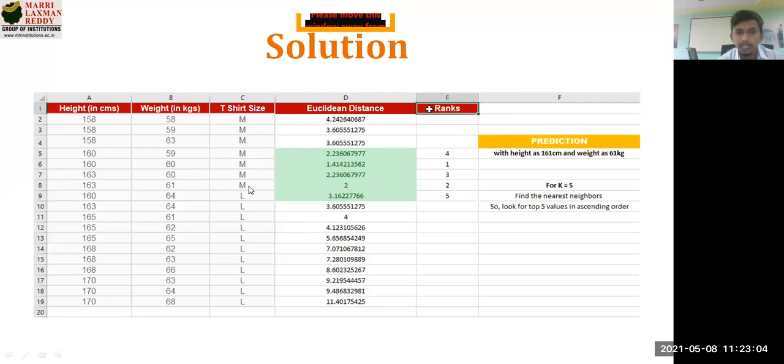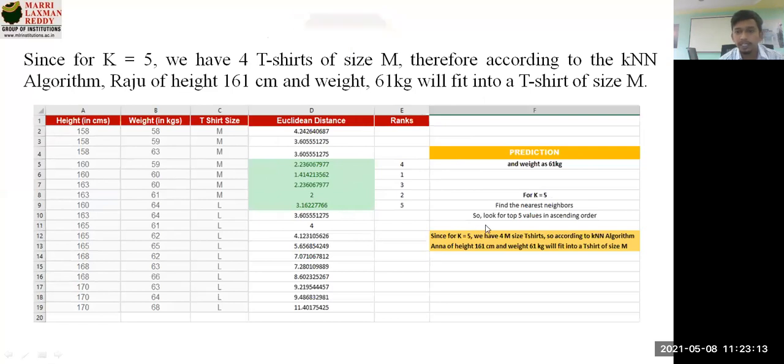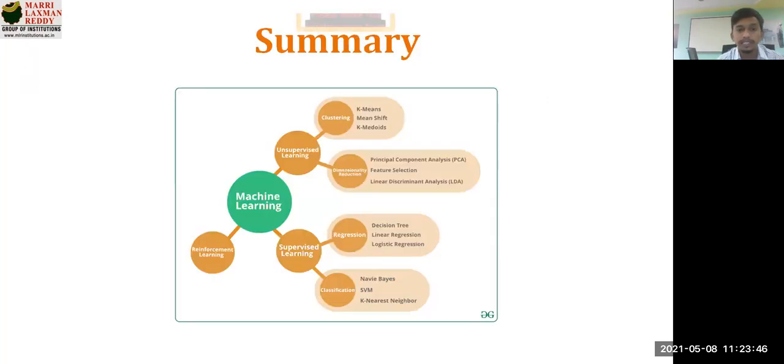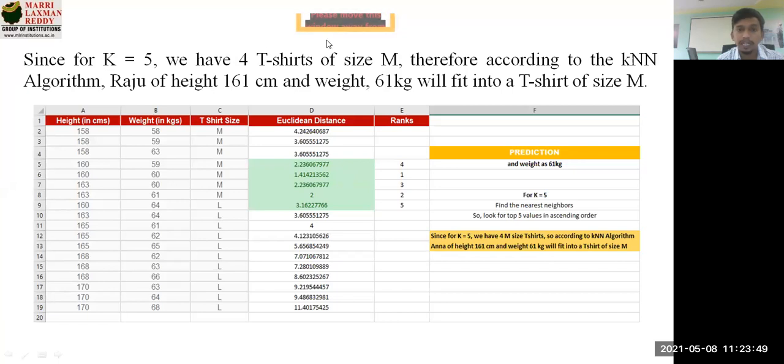If I take these 5 values, the majority of the class labels say that it belongs to the category M. So with k equal to 5, we have 4 class labels saying that it belongs to the category medium, and only one point saying that it belongs to category L. So we can make a decision that a person with 161 centimeters and 61 kg weight has a t-shirt size in category M. This is how we need to make decisions using k nearest neighbor classification.